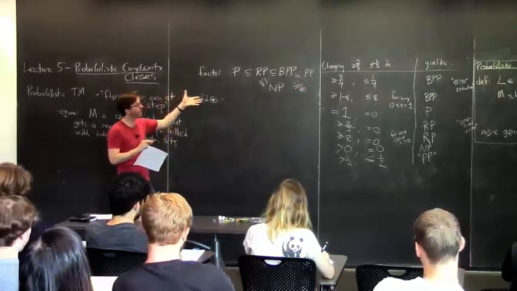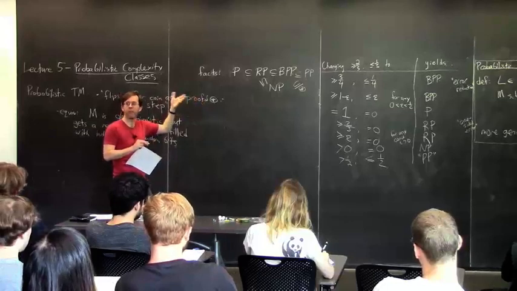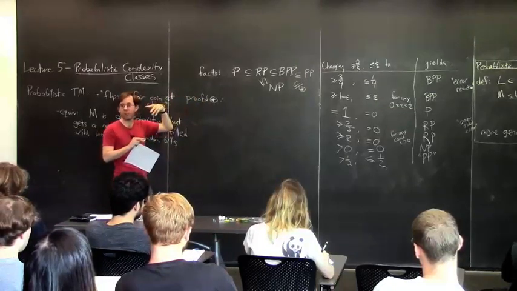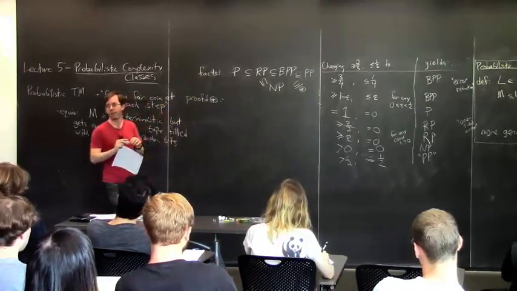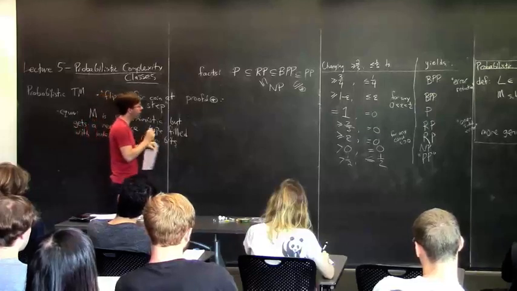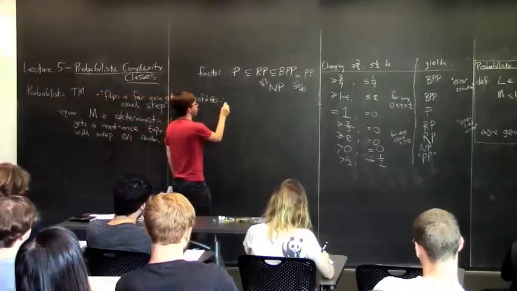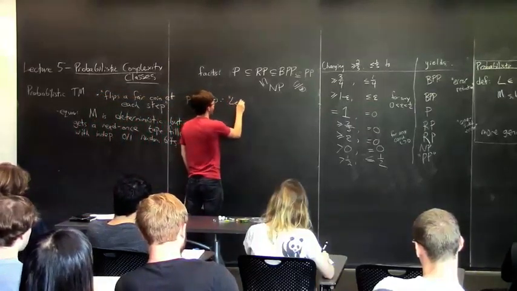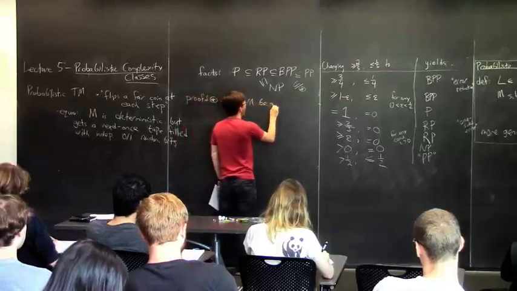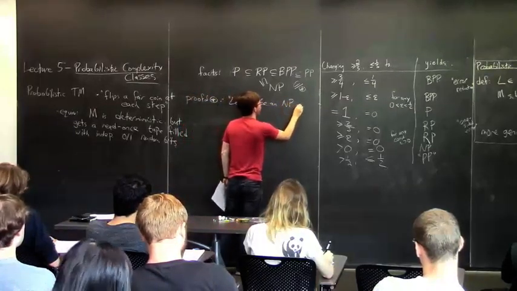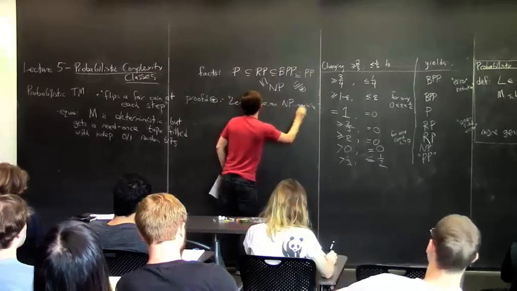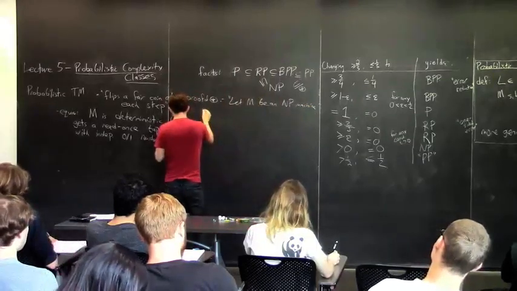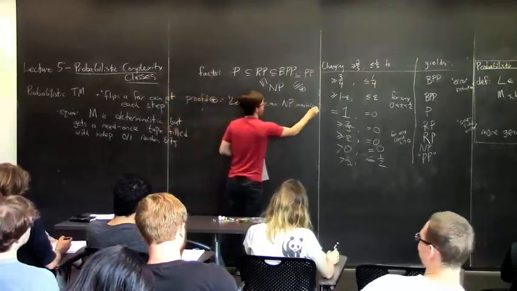Well, to say that L is in NP is to say that there's a polynomial time non-deterministic Turing machine that accepts L in the sense of NP. So this is how a complexity theorist would start to write this proof. They would say, let M be an NP machine deciding L. Let M be an NP machine.